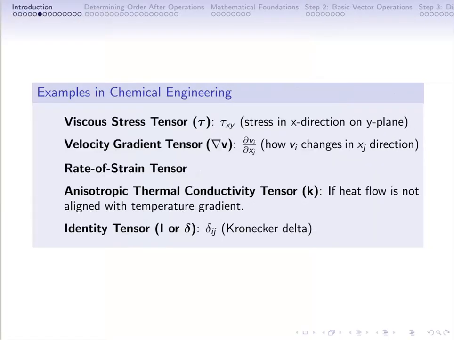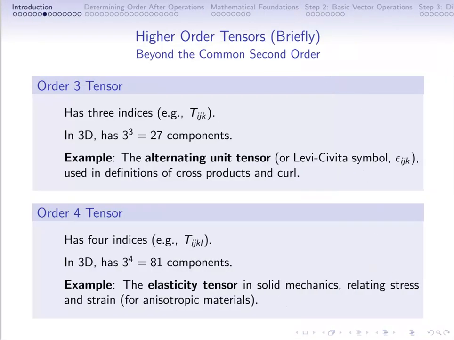Now examples in the chemical engineering field: the viscous stress tensor, so that is a second order tensor. Velocity gradient tensor, nabla v, so that is also a second order tensor. Rate of strain tensor, anisotropic thermal conductivity tensor K, and identity tensor, that is delta or I, δ_ij, the Kronecker delta, all are second order tensors.